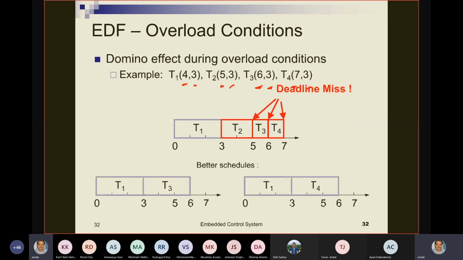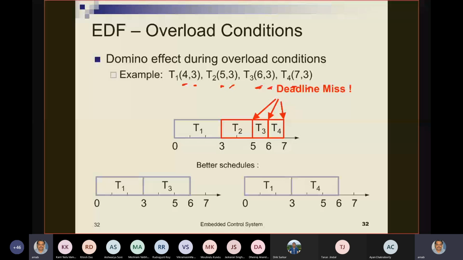For example, you could have two other, better schedules, something that you see at the bottom. If you are seeing the bottom of slide number 32, are you able to see the two other, better schedules? Have you come to that part? Yes. So see that both these schedules, instead of trying to meet the deadlines of all four tasks, meet the deadlines of two tasks, but they meet the deadlines of a higher number of tasks than EDF does in the schedule above. So this is one problem with EDF.